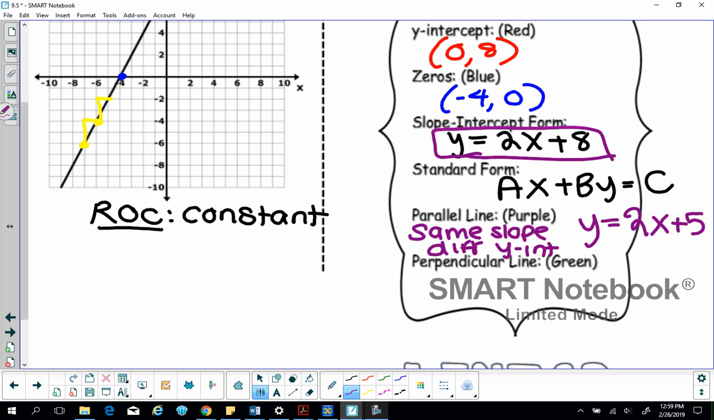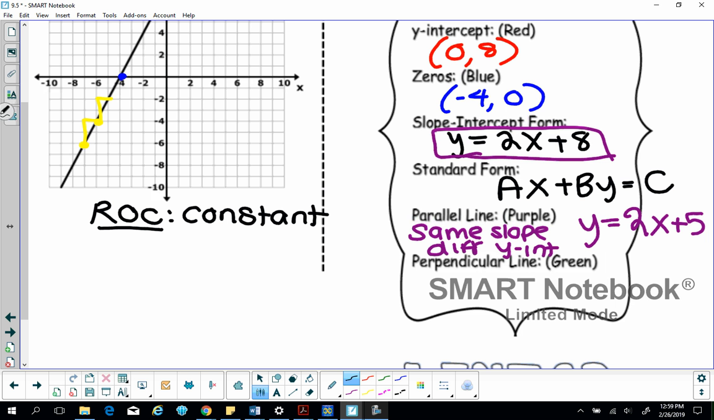Cool. Perpendicular. Did we go over that? No, I don't even know what that is. Sometimes I saw it in Florida. It's in algebra standards, but I don't think it's in yours, but it's opposite reciprocal. But we don't need to deal with that for right now.